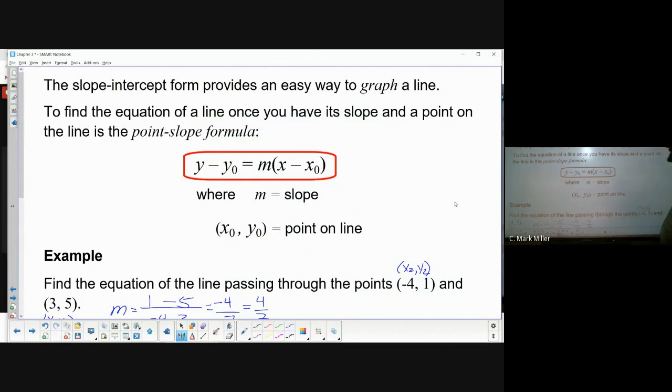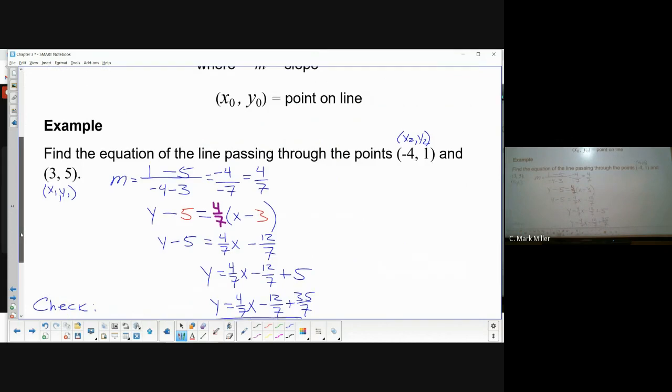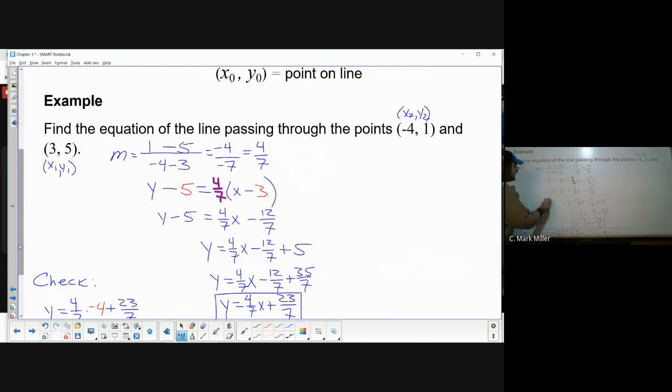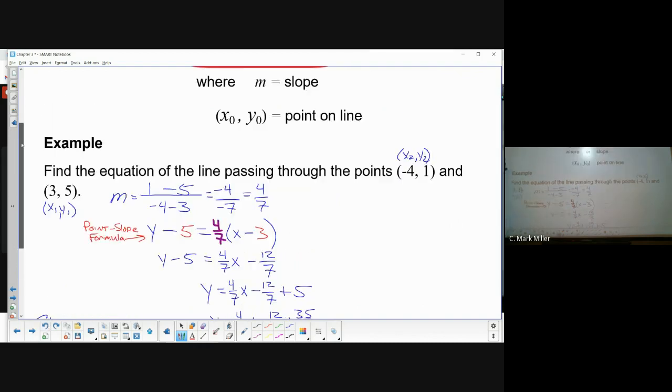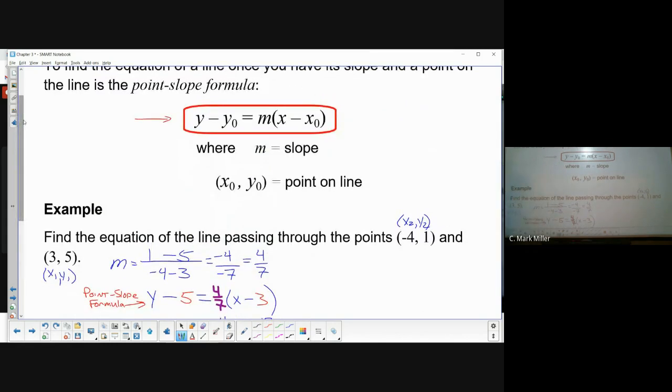Okay. Last time we talked about the slope-intercept form, and we used it right here. No, sorry. I said slope-intercept. I meant to say point-slope formula. So there we used this formula right here.